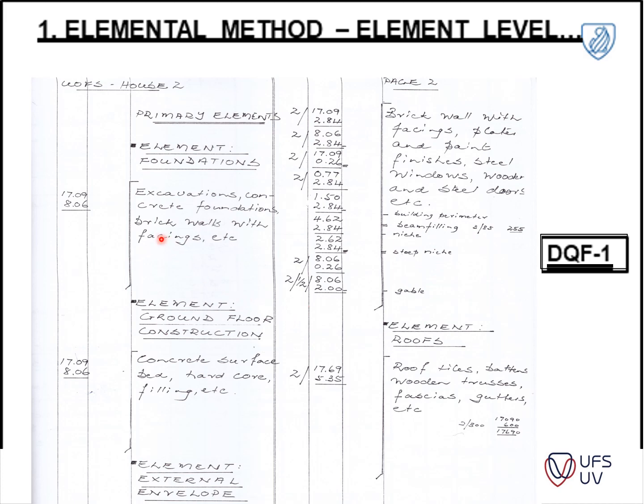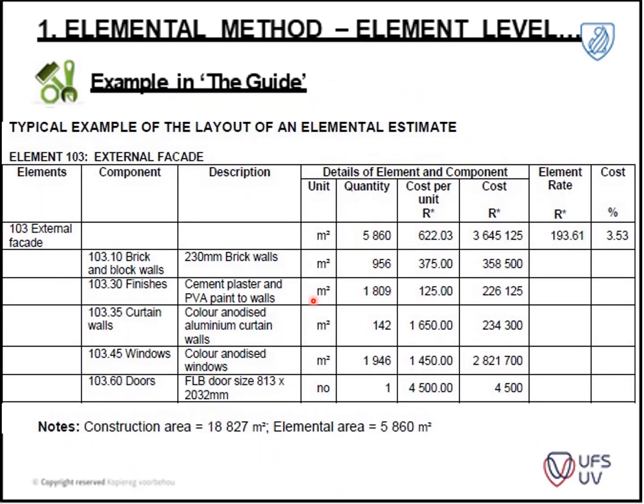But it is what you basically did in your first year, where you need to group your elements together. So your elements: your foundations, where you have your excavations, your ground floor construction, the external envelope, etc. So this is where your guide assists you greatly in developing those different headings and groups that you're going to measure your quantities on. So, for instance, if we look at a typical example of the layout of an elemental estimate, you will have your element on this side, your component, and then your description.